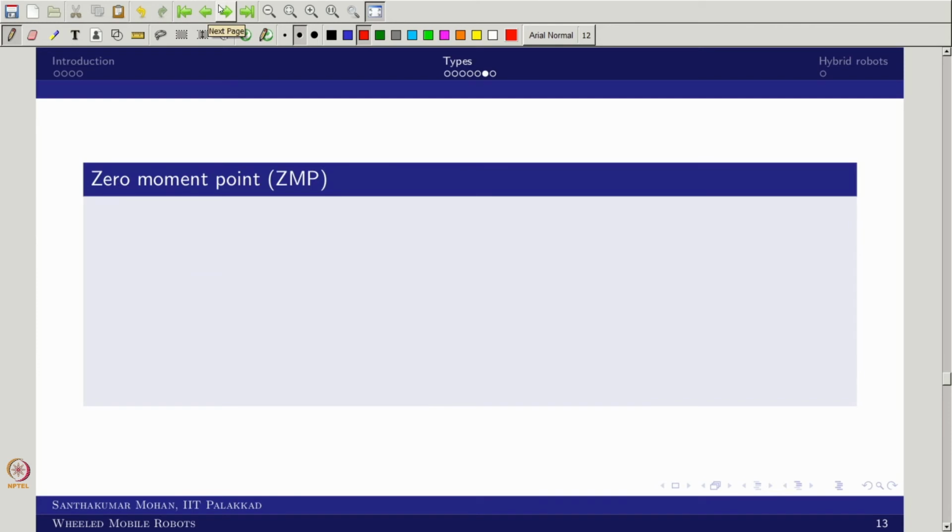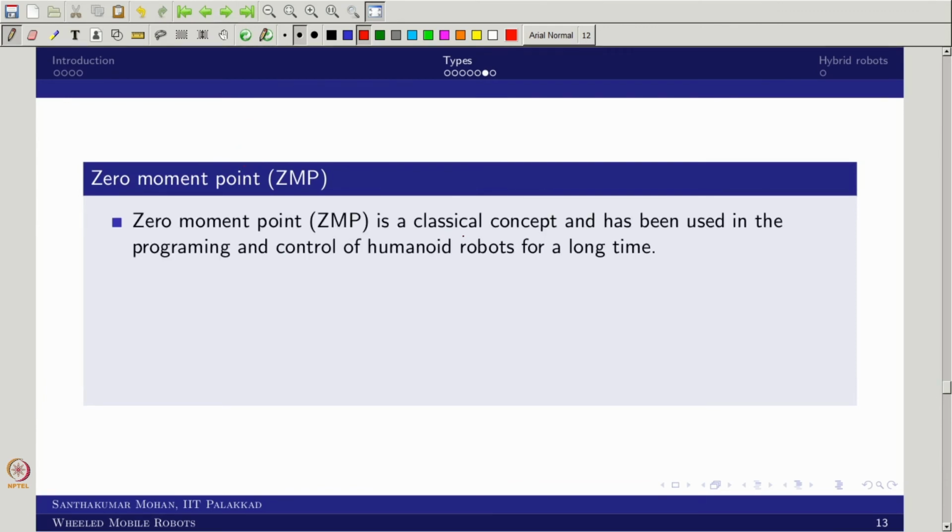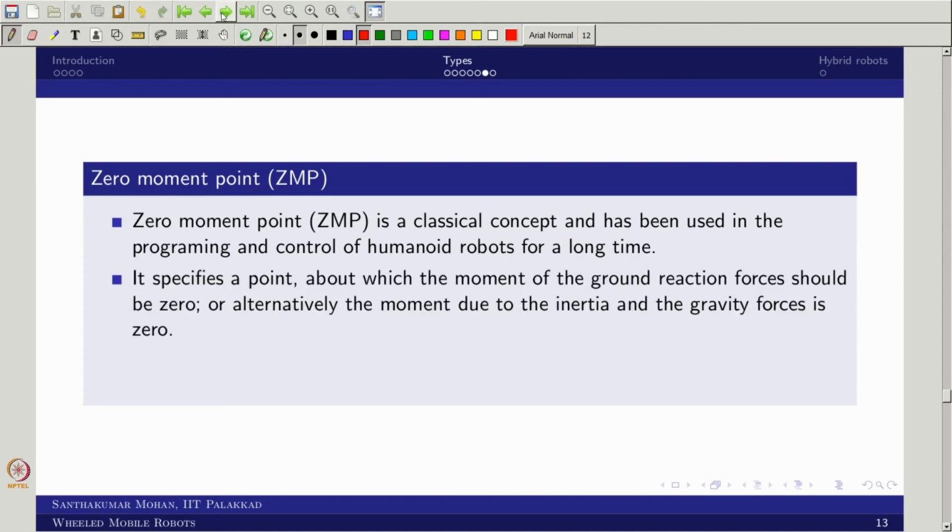So if that is the case, there is one factor called the zero moment point. What is that? The moment at that point is zero. It's a classical concept where you are trying to find the point where the ground reaction force, along with gravity and reaction force, should be neutral and there should not be any moment around it. That is what we are trying to address.